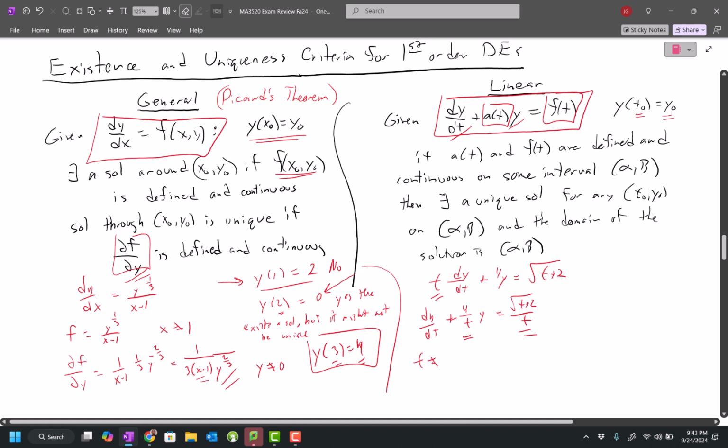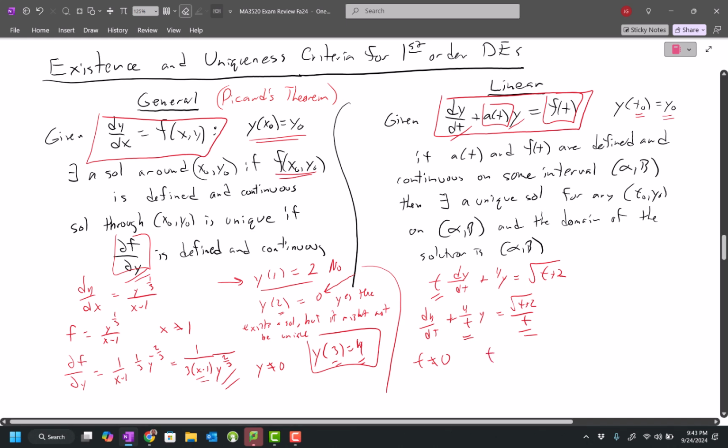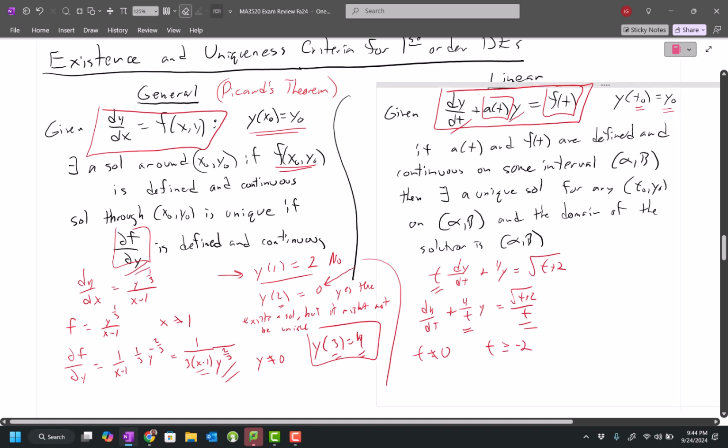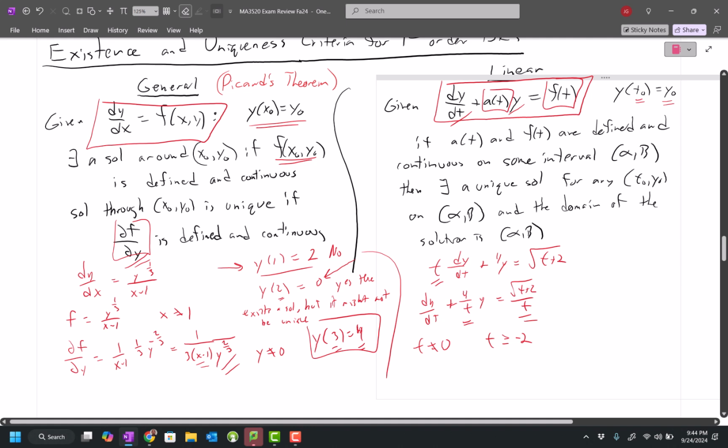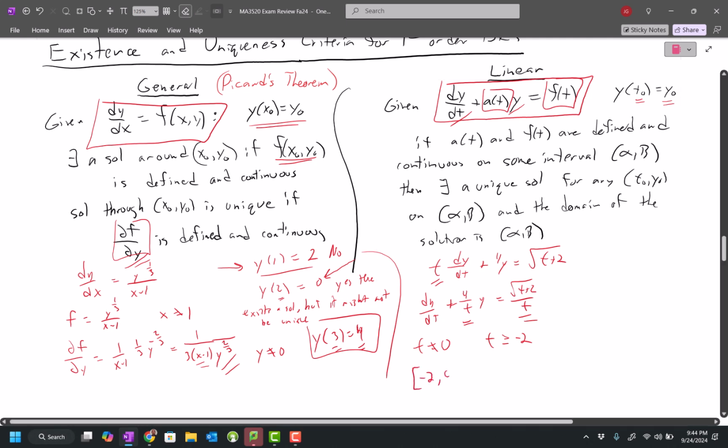For a of t, t can't be 0 because I have t in the denominator. For f of t, t also can't be 0, but I also need to have non-negative values under my radical. So t in this case would have to be greater than or equal to negative 2. Then I can talk about the intervals where I know there does exist a unique solution. In this case, I could have the interval that starts at -2 and goes to 0. Notice again I can include -2, that's okay, but I can't include the 0 value. Another interval would be from 0 to positive infinity.